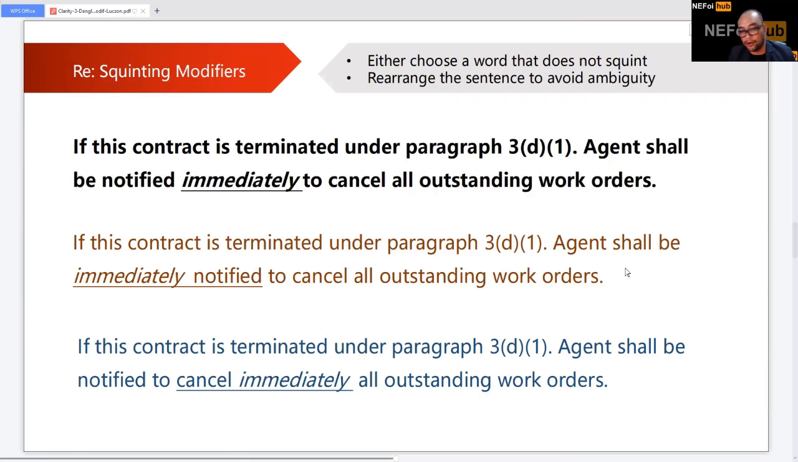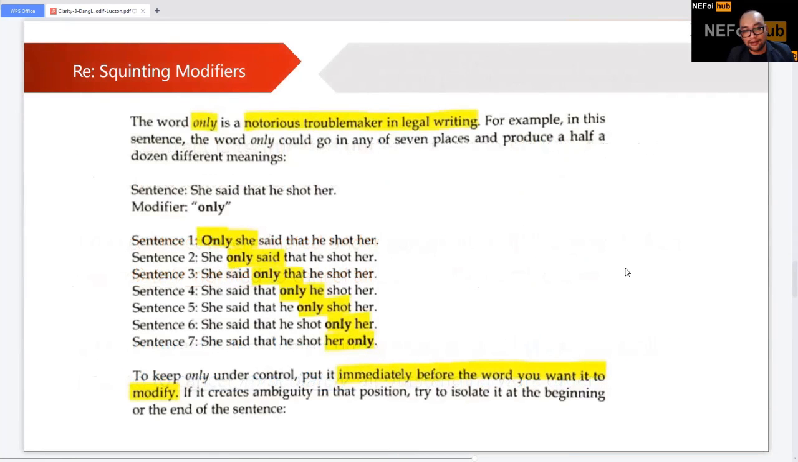So please take note that even though we are allowed to place modifiers before or after a certain subject, we should be reminded that the placement will eventually change the overall meaning of the message. So, yes. Example, this one, only.